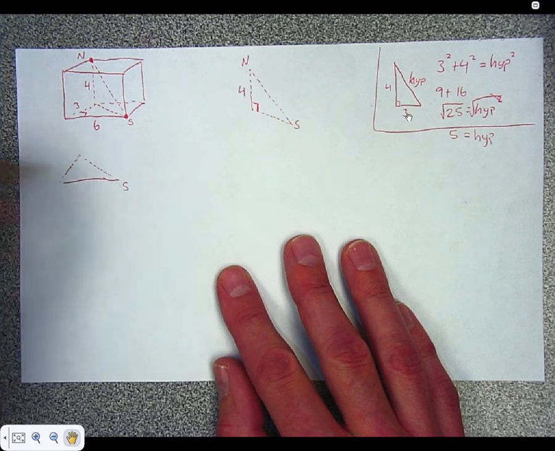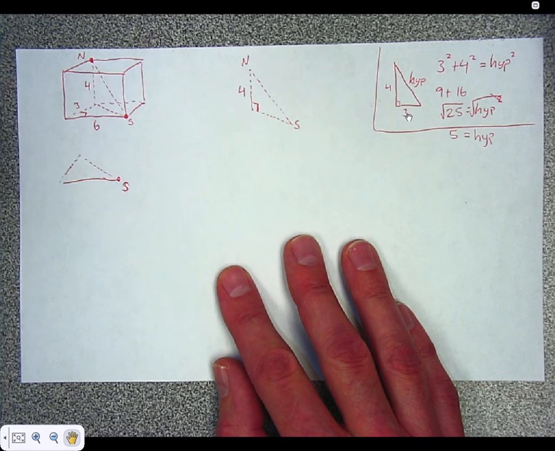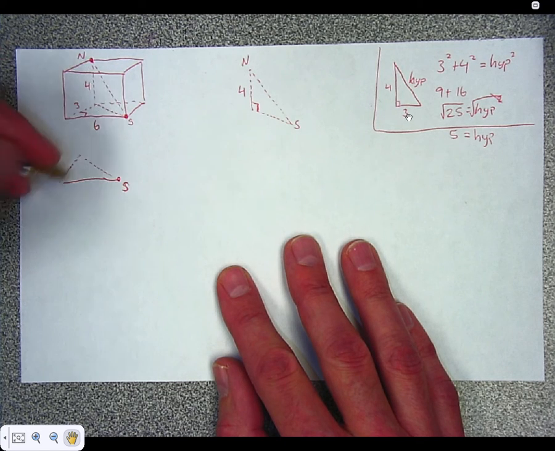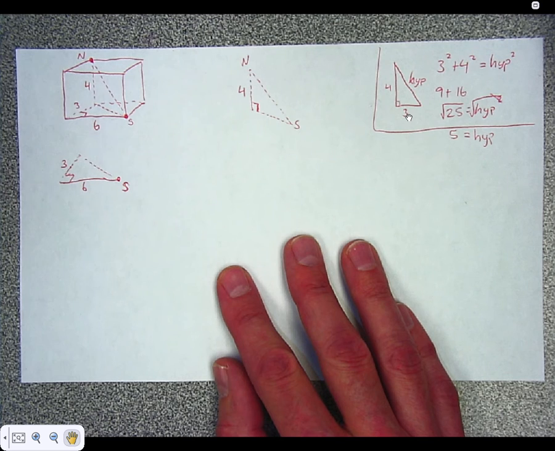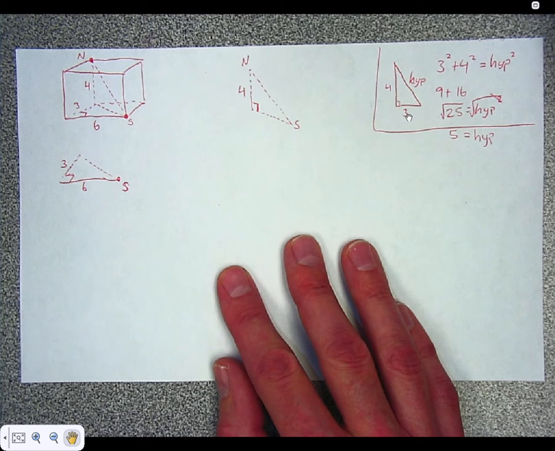So here's S again. That's that point. That's not a 5, it's an S. This side is 6. And even though my picture doesn't look like a right triangle, it is a right triangle. This side is 3. I know both of the legs of this right triangle, so I can use the Pythagorean theorem, like over here.